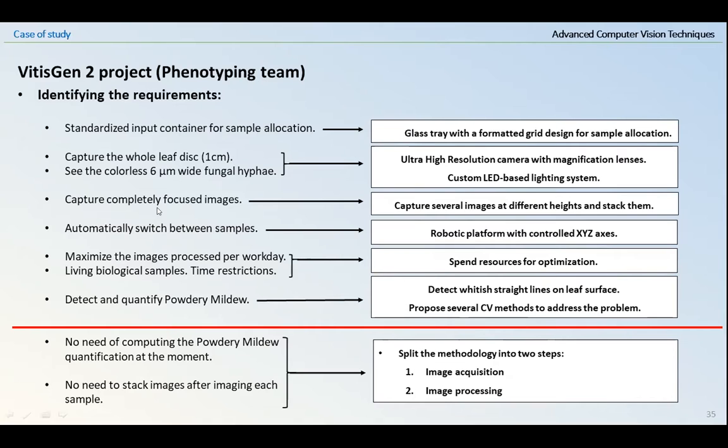Then we needed to capture complete focus images because we are applying a 4x magnification, so we have less depth of field. That means that we need to capture several images in different focal planes. So we need to have some kind of robotic stage that can move along the z-axis as well as the x and y axes for sample switching.